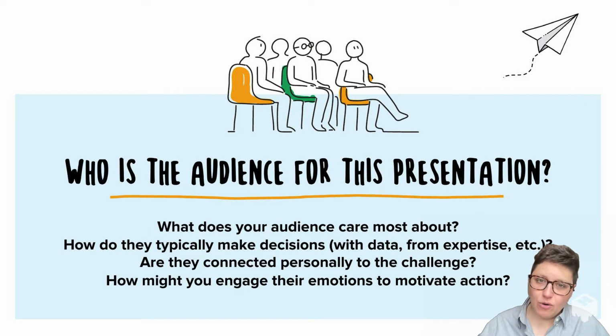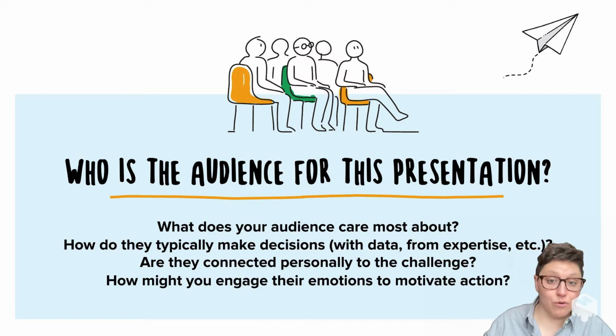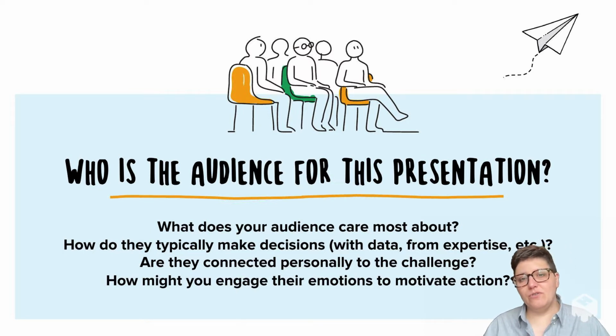Then, once you have your goals established, think about your audience. And these may be connected, right? So it might depend on who's in the audience to figure out your goal, or vice versa. So once you know what you want to accomplish and who's going to be in the room, you want to spend some time thinking about your audience. What do they care about? How do they typically make decisions? Are they connected personally to the challenge, or is it your role to help them build that emotional connection? And what can you do to help motivate action?